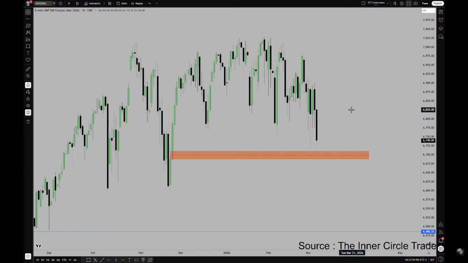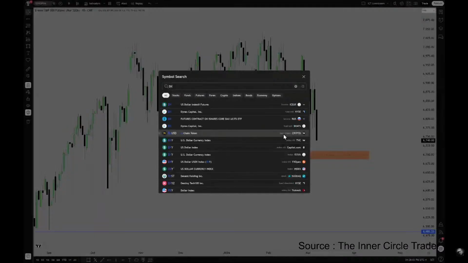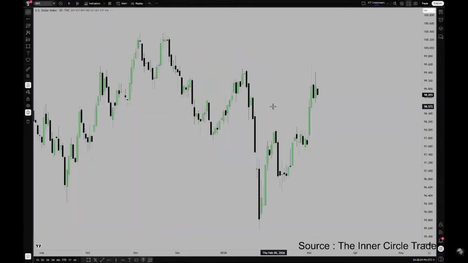So anyway, that's what I'm looking for with those averages at lower prices, those specific price levels. And now let's take a quick look at the dollar index, because the video is already getting a little bit longer than I wanted it to be.